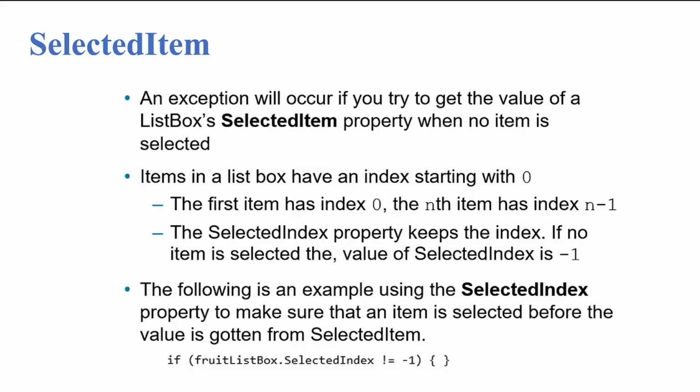The following is an example using the SelectedIndex property to make sure an item is selected before the value is gotten from SelectedItem. If fruitListBox.SelectedIndex is not equal to -1, do something. In other words, you found something in there. Yeah, let's take a look at a picture of this and see how this looks.